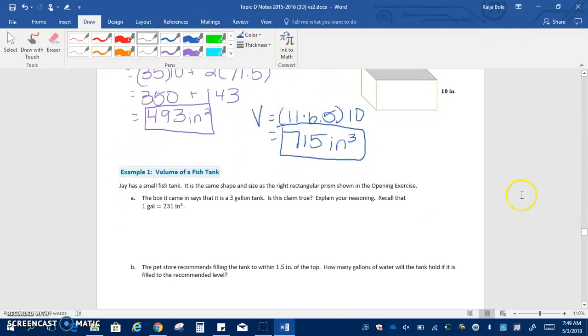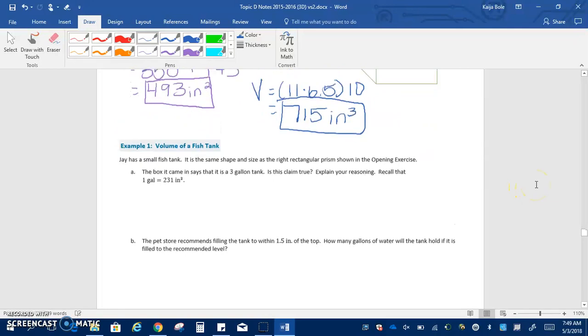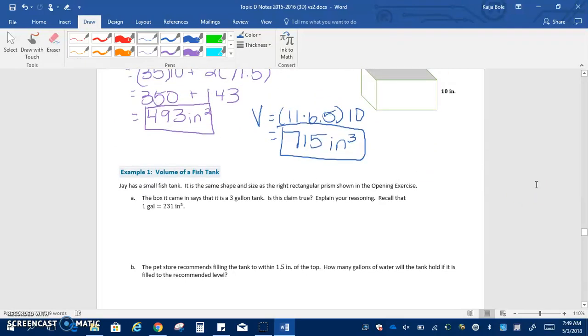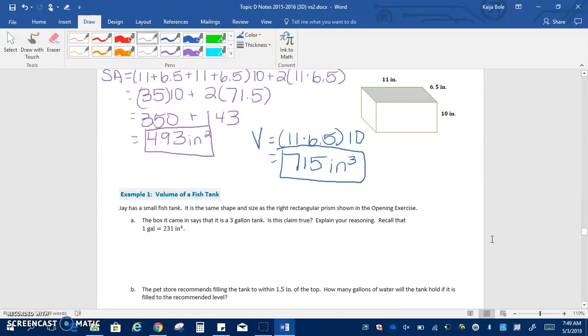So example 1 says that J has a small fish tank. It is the same shape and size as the rectangular prism shown in the opening exercise. The box it came in says it's a 3-gallon tank. Is this claim true? Explain your reasoning and recall that 1 gallon is 231 cubic inches. So we know we have 715 cubic inches for our volume. We want to know how many gallons.